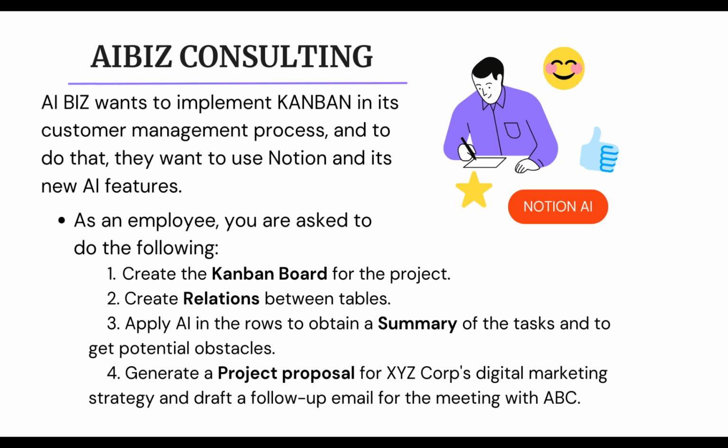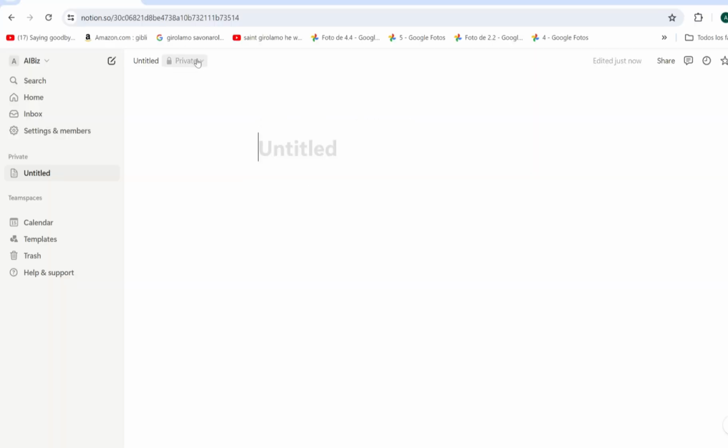As an employee, you are asked to do the following. 1. Create the Kanban board for the project. 2. Create relations between tables. 3. Apply AI in the rows to obtain a summary of the task and to get potential obstacles. 4. Generate a project proposal for XYZ Corp's digital marketing strategy and draft a follow-up email for the meeting with ABC. We have to go to notion.so and write the name of the company.